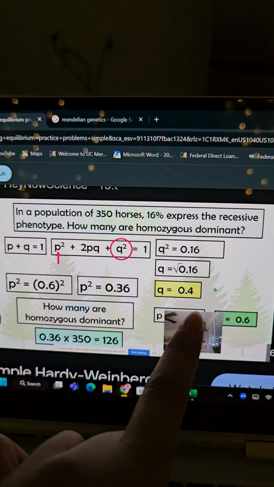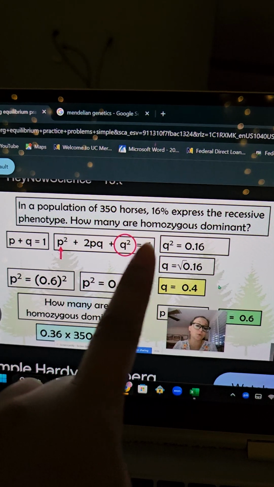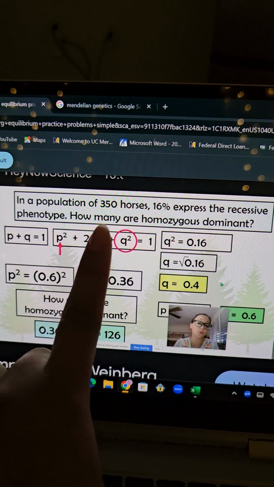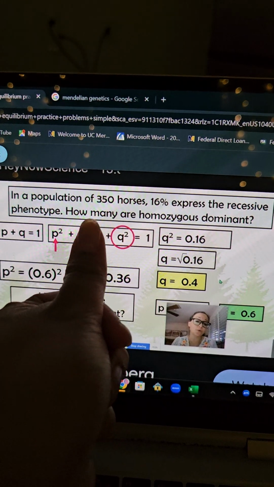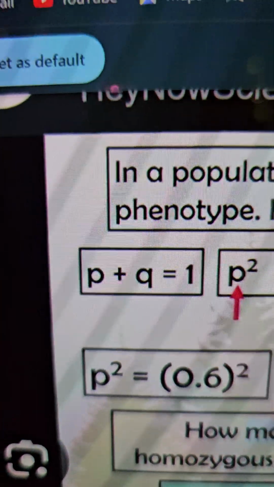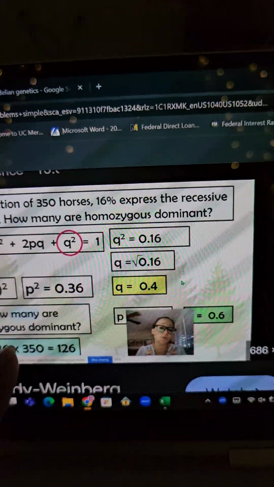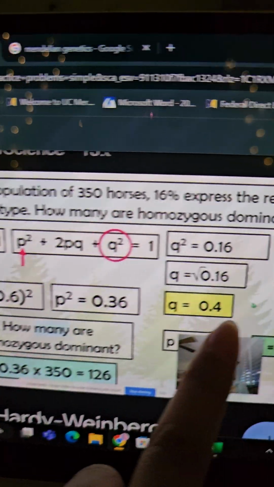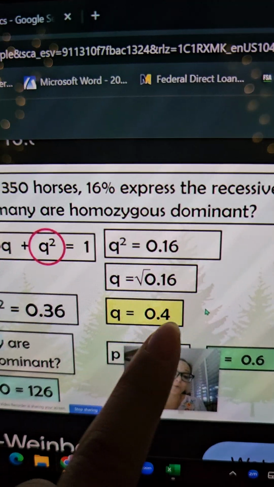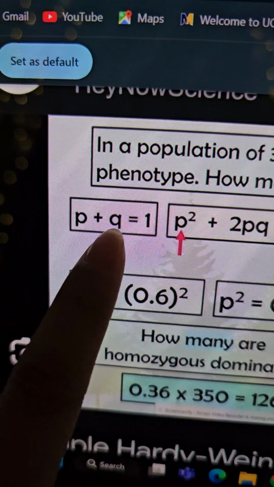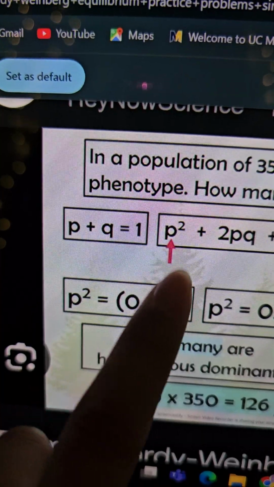So we know that q squared equals 0.16, and if we dumb it down and put it to q, it equals 0.4. In your equation here, we only want the homozygous dominant gene, so we don't necessarily need this right here, this heterozygous. We can just take that out and use this simpler equation, which is p plus q equals 1. So we're asking for the homozygous dominant. We have the recessive. So if we have q equaling 0.4, we can put 0.4 here, and then 1 minus 0.4 will get you p, which in this case is 0.6.